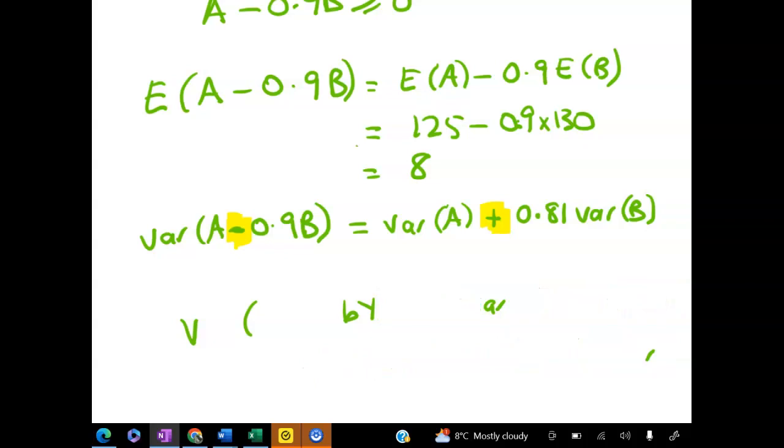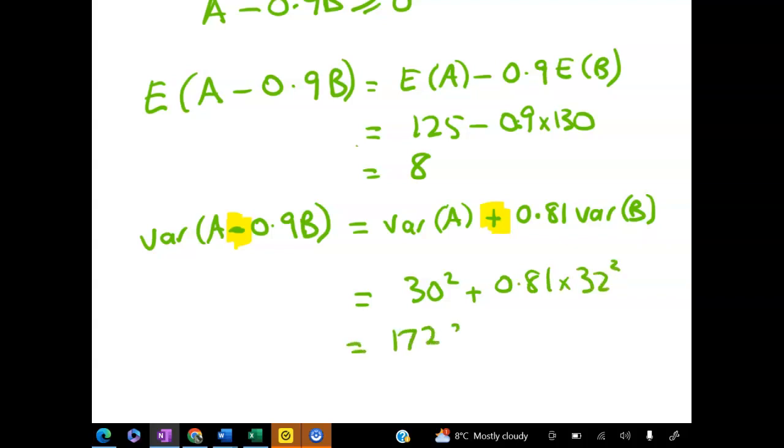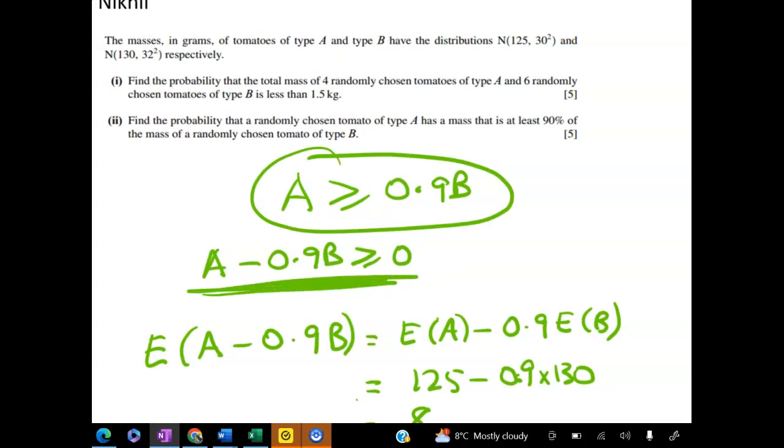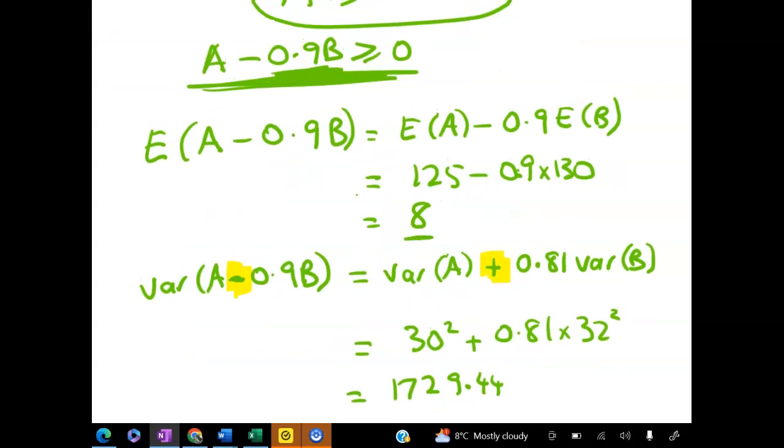All right, so now we've got to chuck some numbers in there, and we're going to get the variance. Variance of my linear combination is going to be 30 squared plus 0.81 times 32 squared, which is equal to 1,729.44. Now let's go back to what we were looking for. This is the probability that we wanted to find, but we rewrote it into this form here. Okay, so what we're asking is, when is the weight of A, take away 90% of the weight of B, positive? And we found that the average of that is 8 grams.